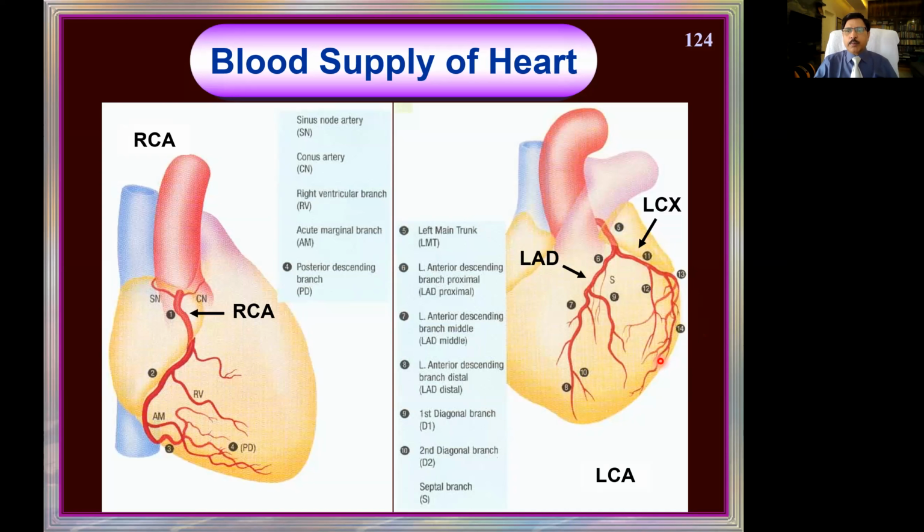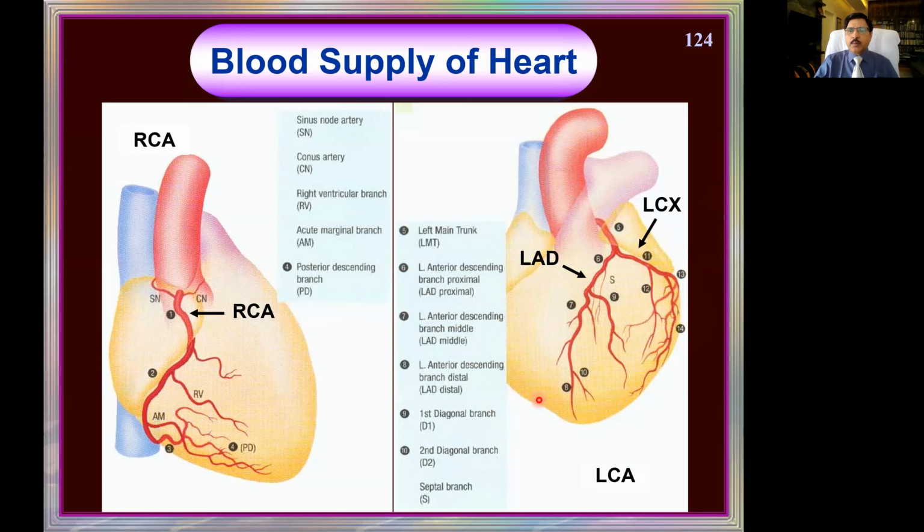There is what is called dominance also. In some people, there will be LCX dominant. Some people, it will be RCA dominant. Depending on the dominance, 30% of people will have LCX dominance. The remaining will have the RCA supplying more area than the LCX.